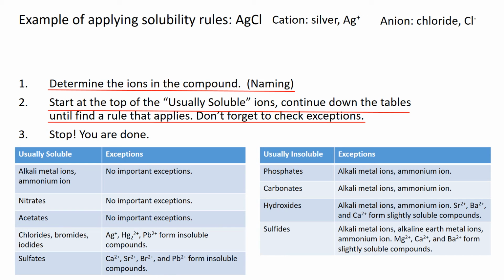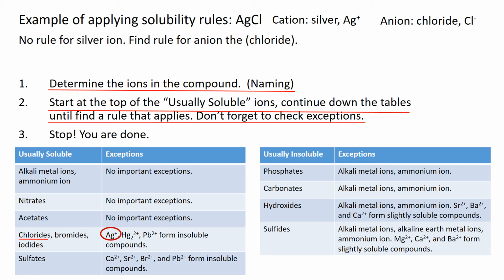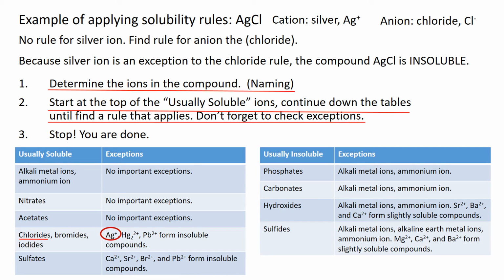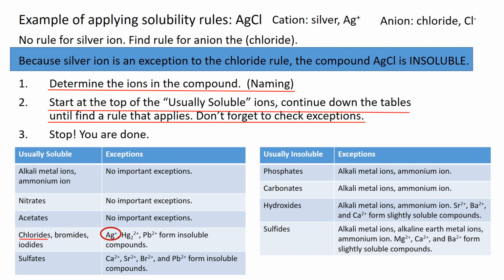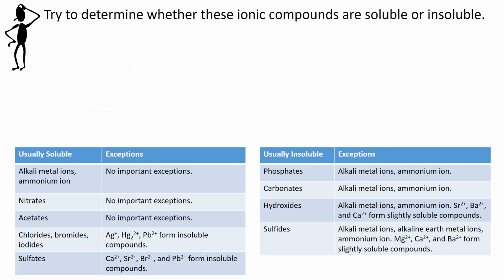That doesn't have a rule, but chloride has a rule. It's the anion. I go down and find the chloride rule. There's the chloride rule. Now look to the right. Find silver. Is it in the list of exceptions? And there it is. It is listed as an exception. So while most compounds containing the chloride ion are soluble, there are some exceptions. Silver ion is one of those exceptions. That means that silver chloride is not soluble. It is insoluble. So stop. We just determined it. You are done.